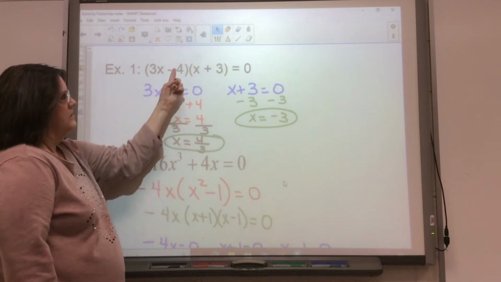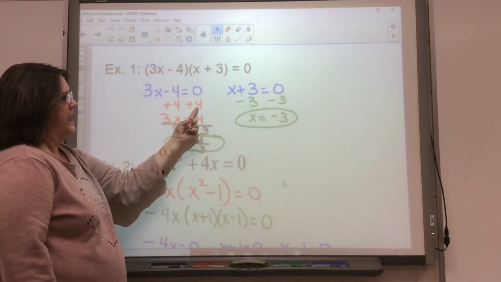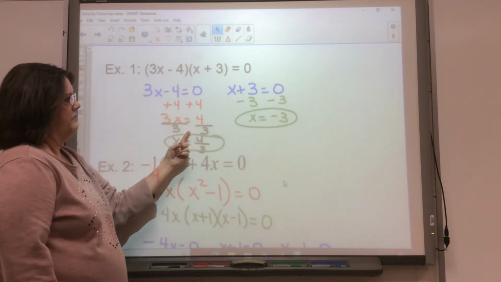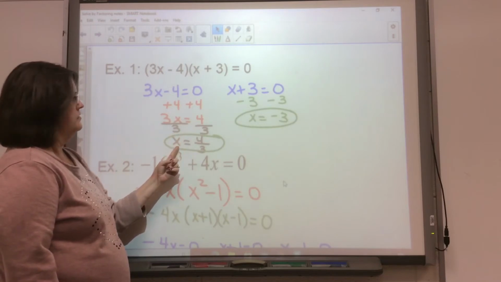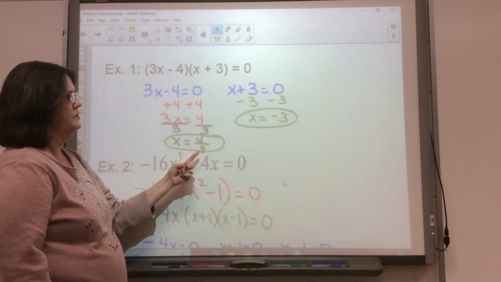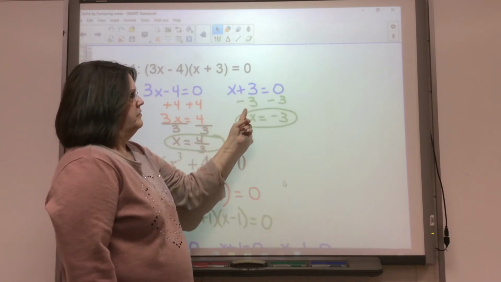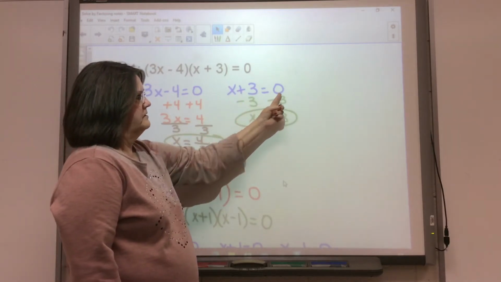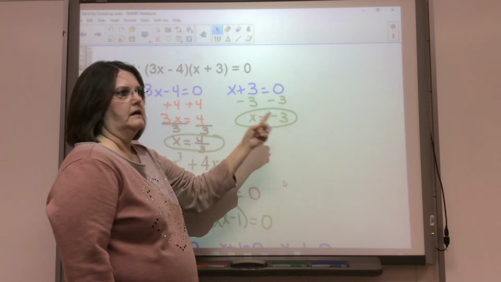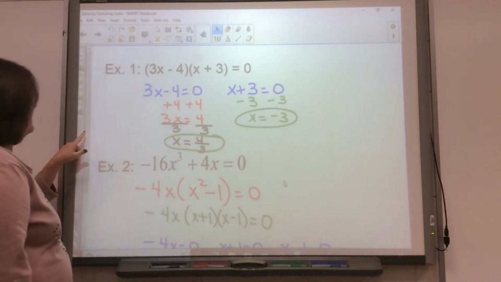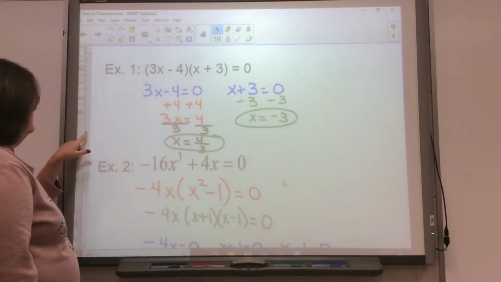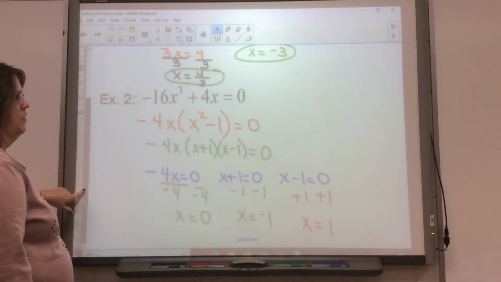So the opposite of subtracting 4 is to add 4, and then you divide by 3, and most of you know how to do that. So you get x equals 4/3. Then when you take this one and work it, x plus 3, you subtract 3, and x is equal to -3.